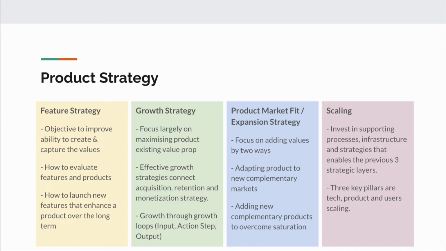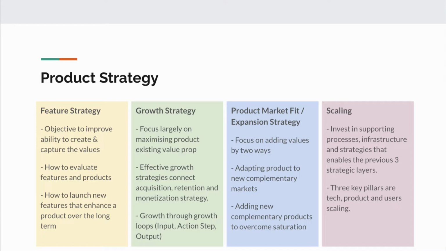The product market fit expansion strategy mostly focuses on adding value in two ways. What are those two ways? One is adapting the product to new complementary markets. And the second one is adding new complementary products to overcome saturation in the market.